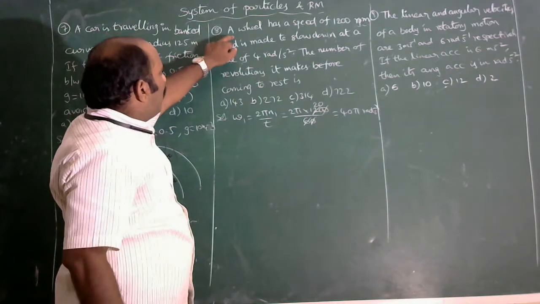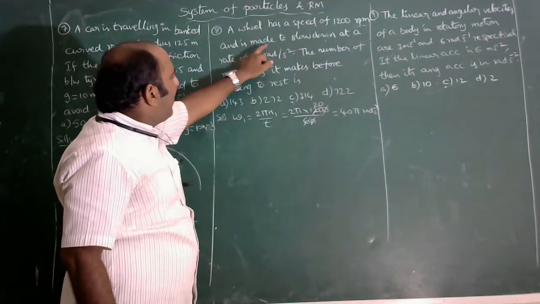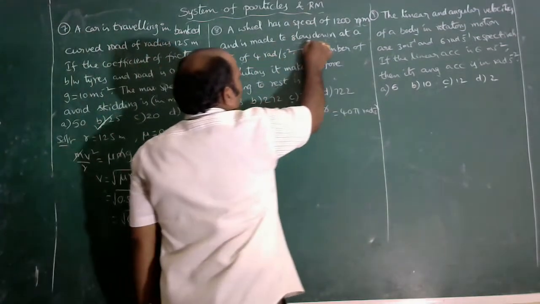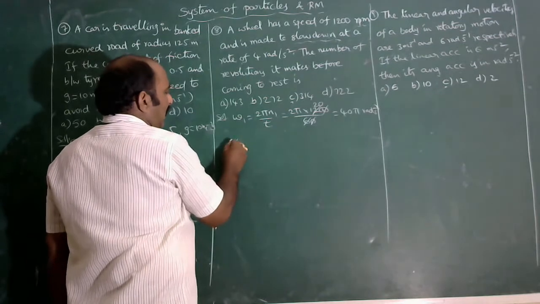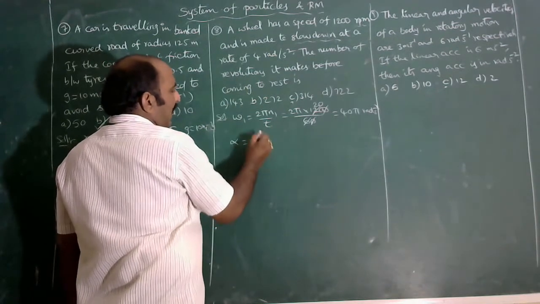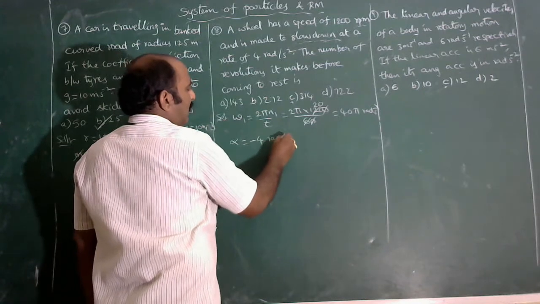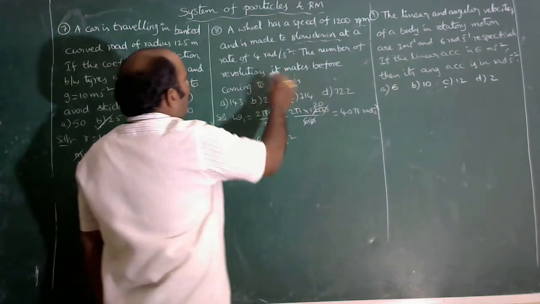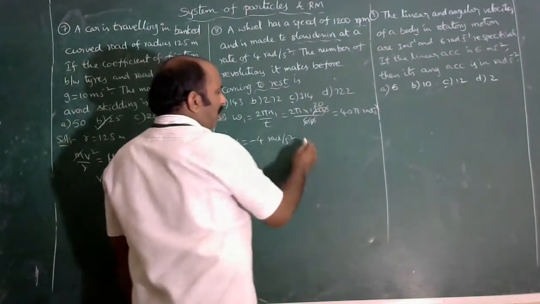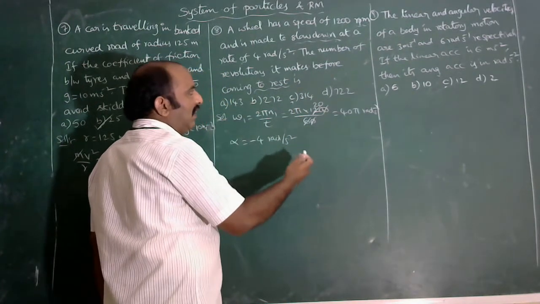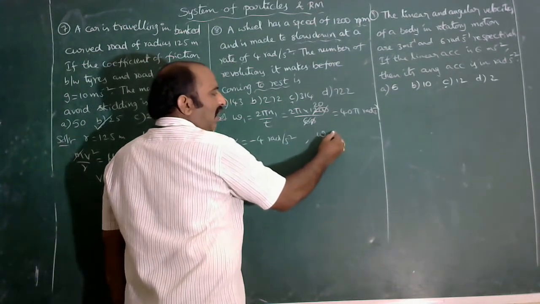Now come to the problem. A wheel has a speed of 1200 rpm and is made to slow down at the rate of 4 radian per second square. This is angular acceleration. Slow down means negative, retardation. So minus 4 radian per second square. The number of revolutions it makes before coming to rest. That means finally the wheel comes to rest. That means omega 2, the final angular velocity, becomes 0.